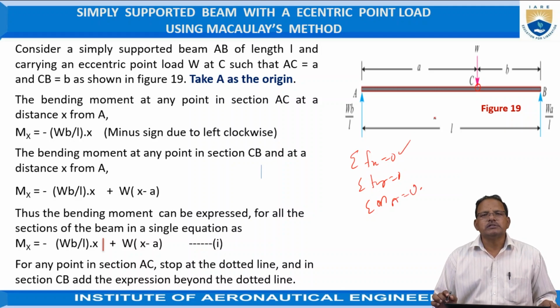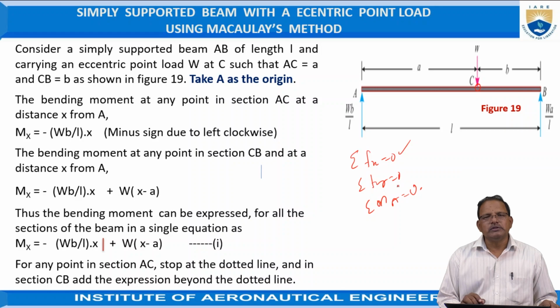Since no forces are acting in the horizontal direction, the first equation is not applicable. The second equation is sigma Fy is equal to 0. That means the sum of the forces acting in the vertical direction should be equal to 0. From this relation we get RA plus RB is equal to W, equation number 1.